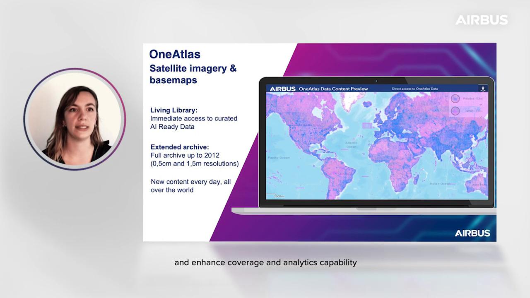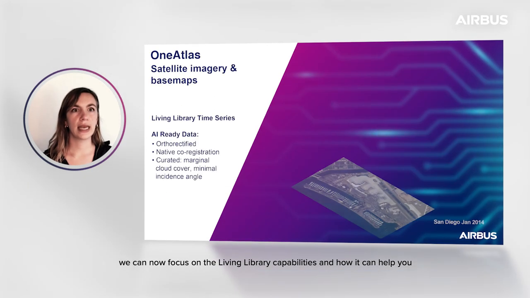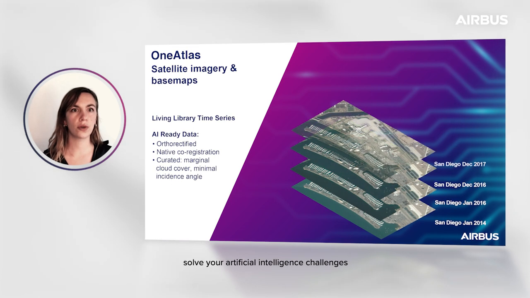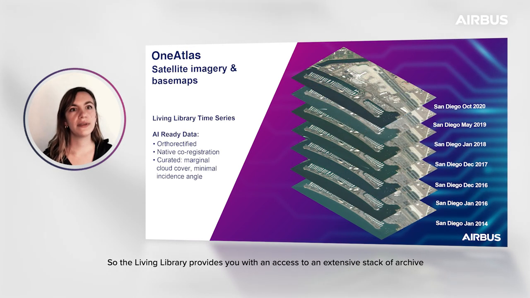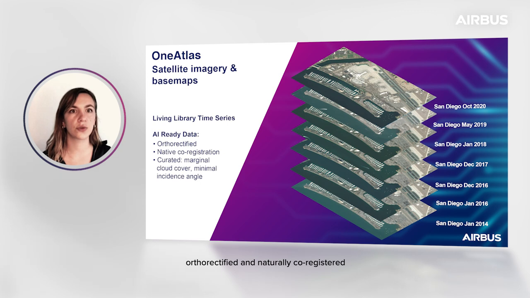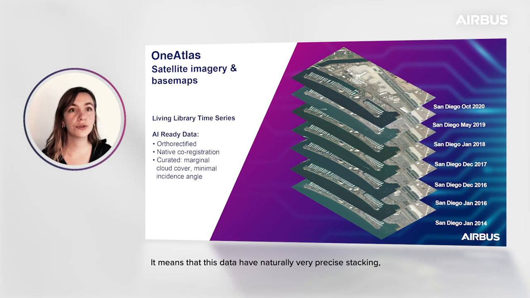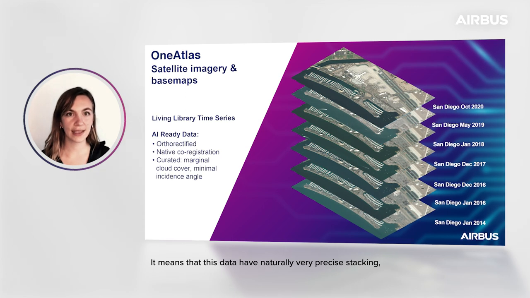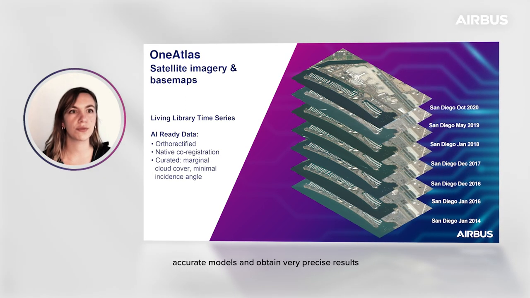But tomorrow, as we just saw, new sensors will also enrich this content and enhance our coverage and analytics capability. We can now focus on the Living Library capabilities and how it can help you solve your artificial intelligence challenges. So the Living Library provides you with an access to an extensive stack of archive, ortho-rectified, but also naturally co-registered data. It means that this data has a naturally very precise stacking, which makes it perfect to train accurate models or obtain very precise results.